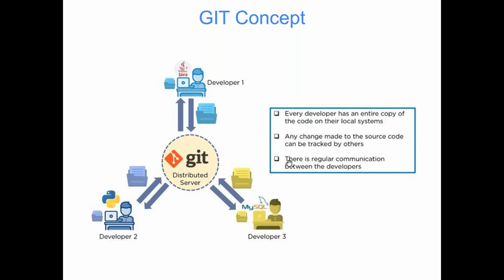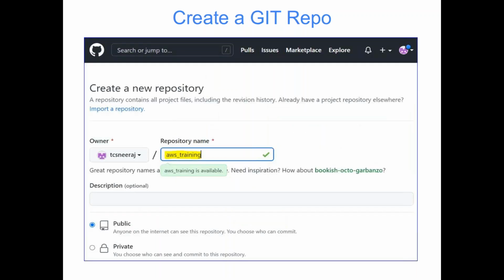Anyone can see that. There is a regular communication between the developers, because everyone is pulling the code and everyone is pushing the code into the repository. So everyone knows about each other's code, irrespective of whether your team is located in a single location or you have a globally distributed team. So this is the theoretical concept. Now let's talk about how to create a Git repository.